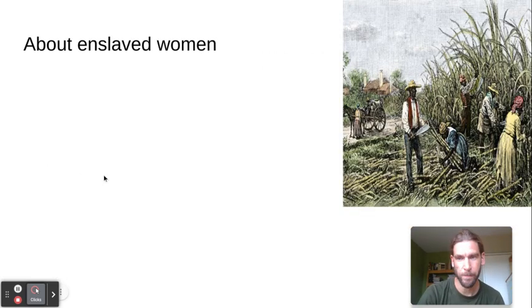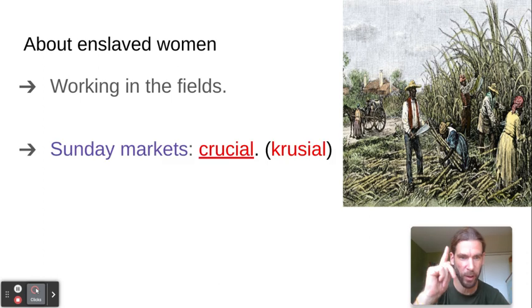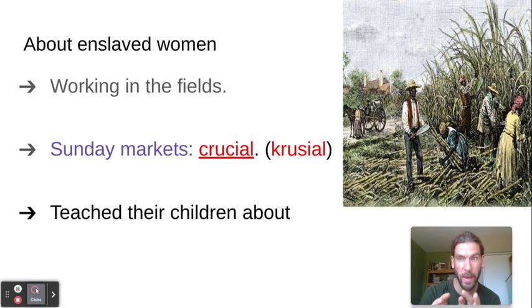About enslaved women. Enslaved women also had to work on the plantations. So often they did not have privileges. They also often were working in the fields, like you see above. But at Sunday markets, they were crucial. On Sunday, women were allowed to visit Sunday markets and sell their fruit and their corn there from their own pieces of land. And there they could spread news, or they could be a little bit economically independent, or they could make contact with other people there.